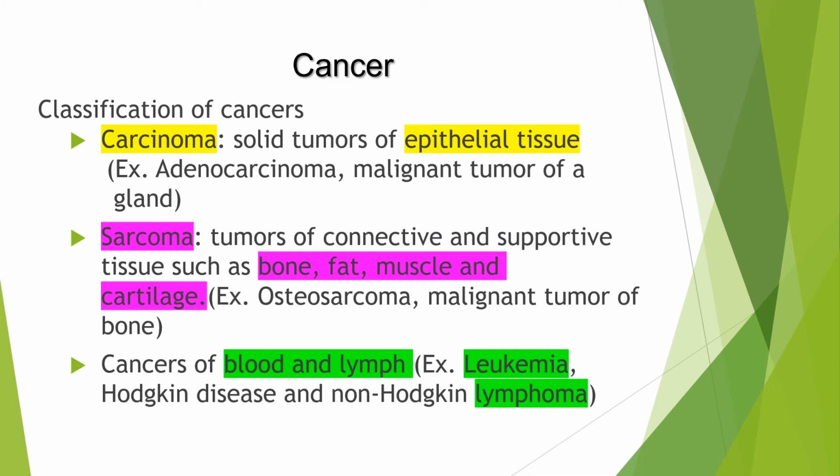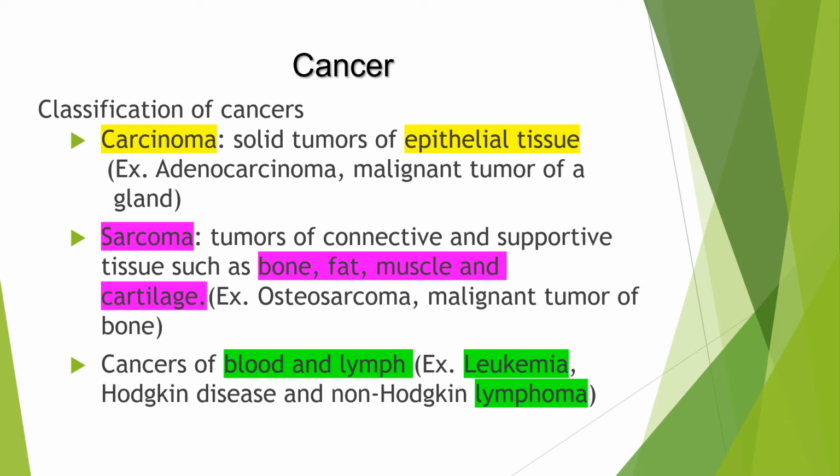Here are some more terms. Learning these terms will help you classify some cancers. We'll start with carcinoma. This depicts a solid tumor of epithelial tissue. An example is adenocarcinoma. It is a malignant tumor of a gland.